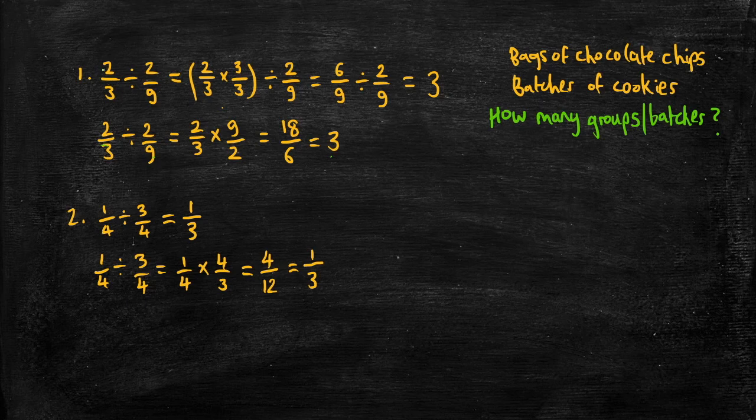And I'm going to imagine that one batch of cookies needs 2/9 of a bag of chocolate chips. So I'll just write that down here. Okay, so one batch needs 2/9 of a bag of chocolate chips. And I have 2/3 of a bag of chocolate chips. So this is what I have.